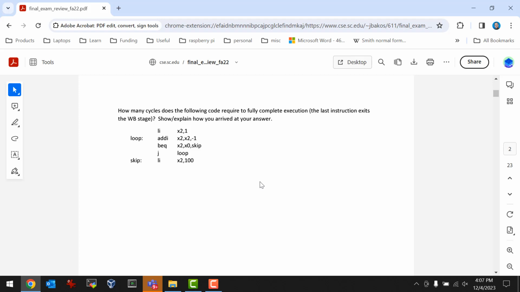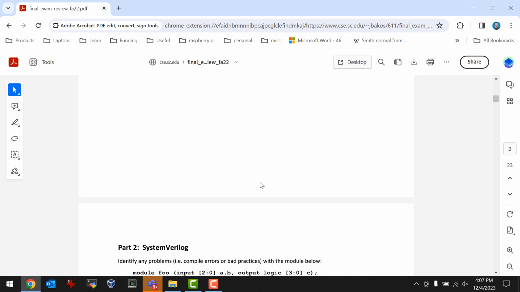So it's basically the number of instructions multiplied by the number of cycles per instruction plus the latency or the depth of the pipeline, right? You guys with me? Okay.